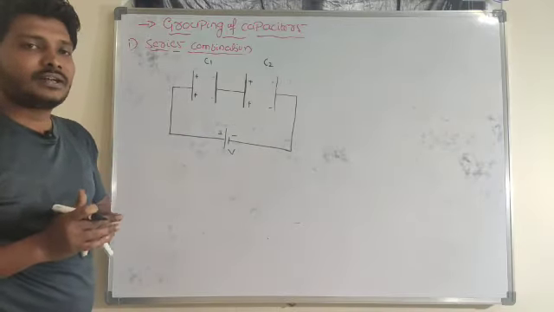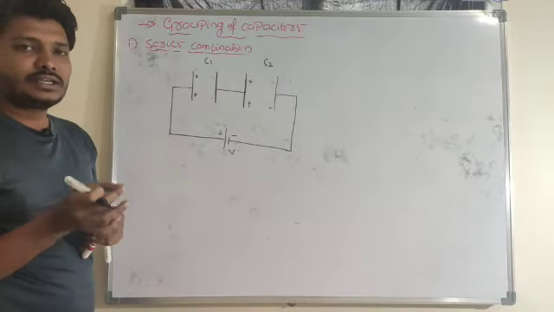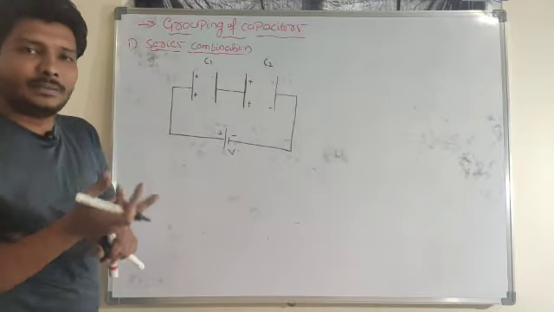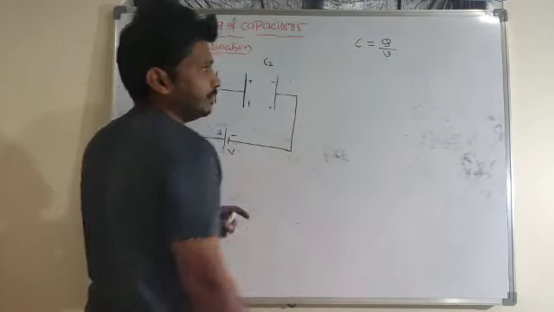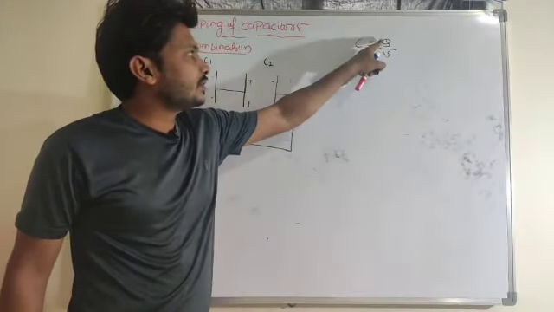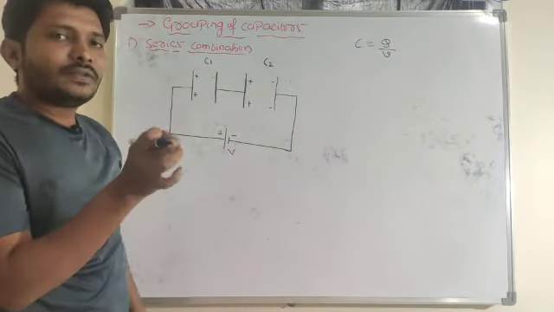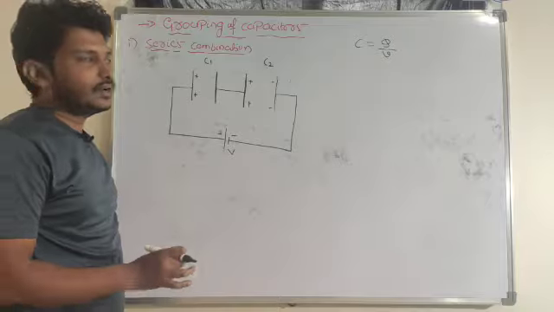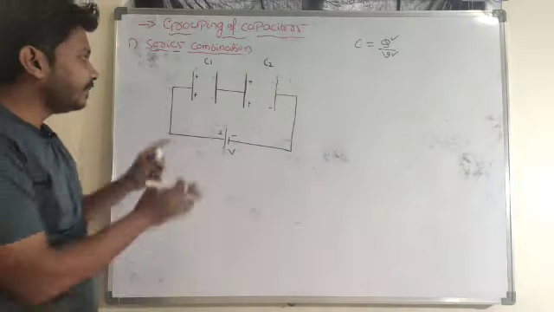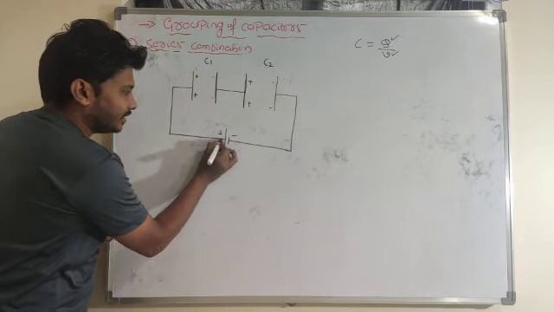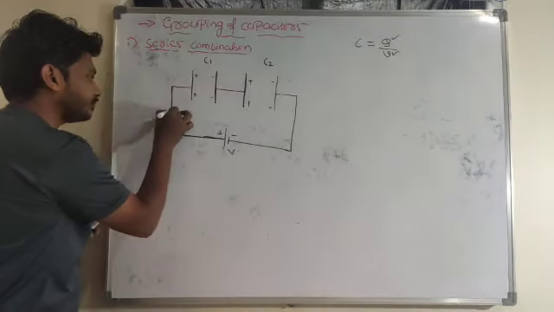Now let me understand, in a series combination of capacitors, which quantity remains the same. I have the connecting formula, C is equal to Q by V. Out of these two terms, charge and potential difference, which one remains the same in a series combination? For that purpose, look here. From this battery, charges are moving here.